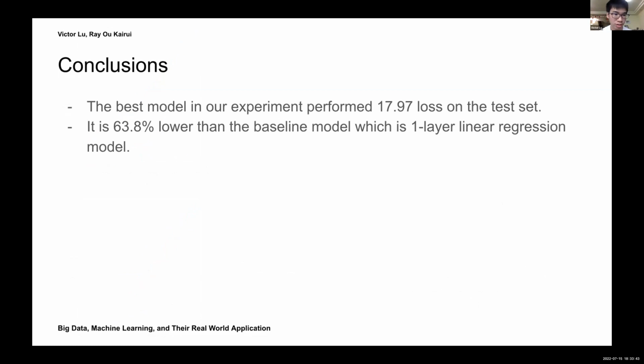I'm going to conclude the results of our models. The best model in our experiment performed about 18 loss on the test set, with an average PM10 concentration of 108 and a standard deviation of about 90. And it is almost 64% lower than the baseline model, which is the single layer linear regression model.